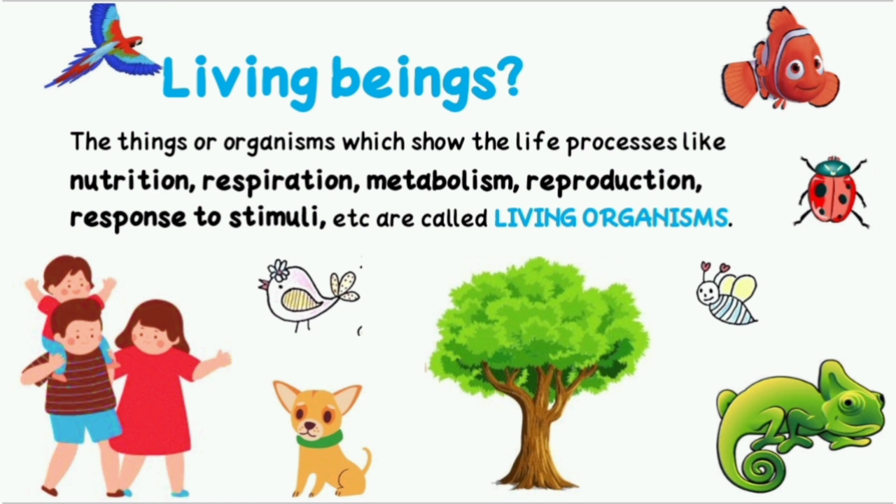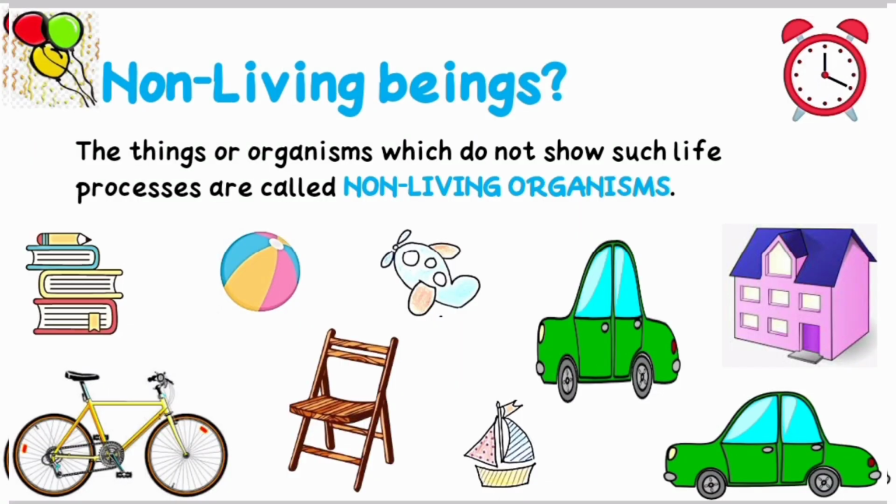Okay, now coming to the non-living beings. Unlike the living beings, the non-living beings do not show any life process. That means they cannot grow, they cannot eat. So in the picture I've shown some examples. These are very few examples, and there are many which are non-living, like the books, your chairs, your cars, your house. So understood what is the difference between living and non-living things?